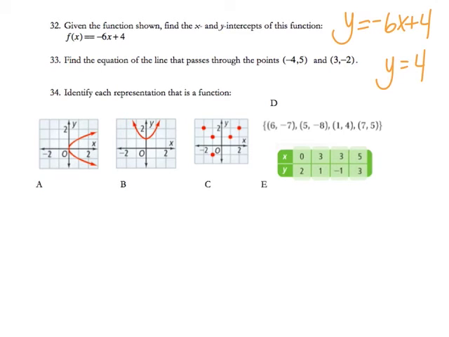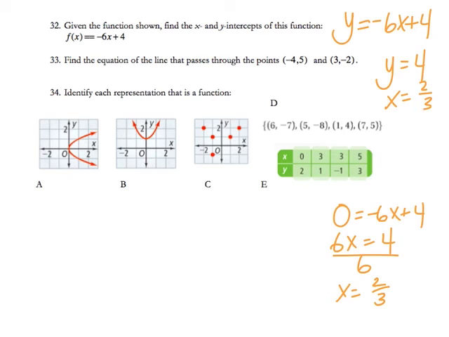To find the x-intercept, plug in the 0 for y. I'm going to jump down to here where I have a little more space. And solve. So I'm going to add 6x to each side. I get 6x equals 4. When I divide by 6, I get x equals 2/3. So the x-intercept is 2/3.